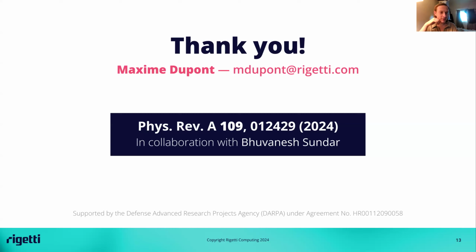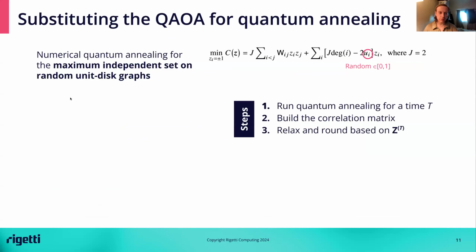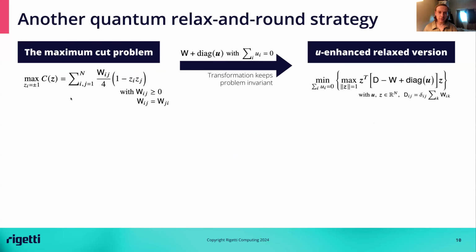Yeah, perhaps I can ask one. So you had your alternative strategy on one of the slides, but I guess I didn't really follow which part of the strategy is quantum and which part of the strategy is some classical post-processing or pre-processing.